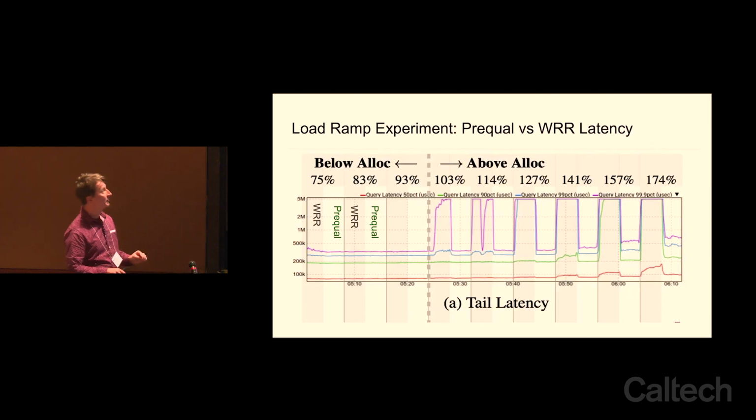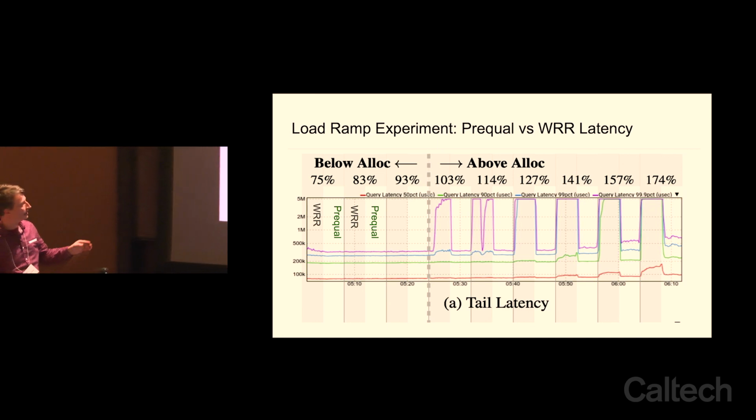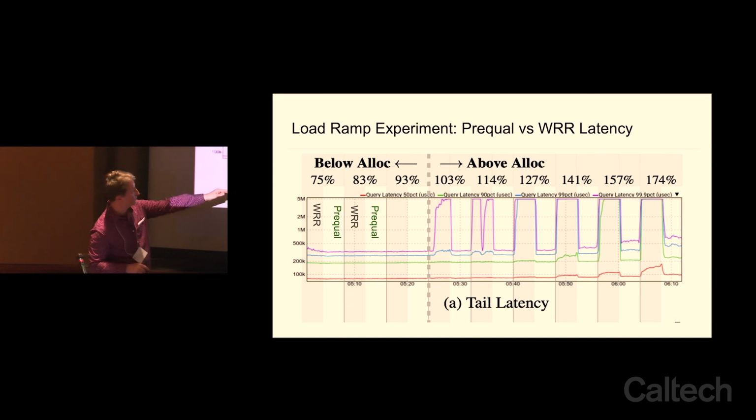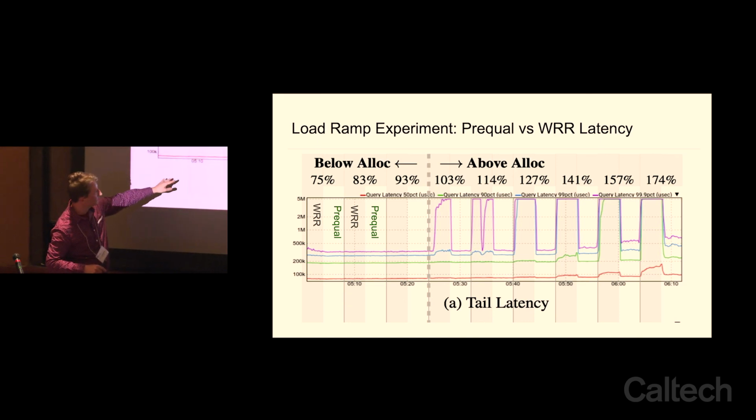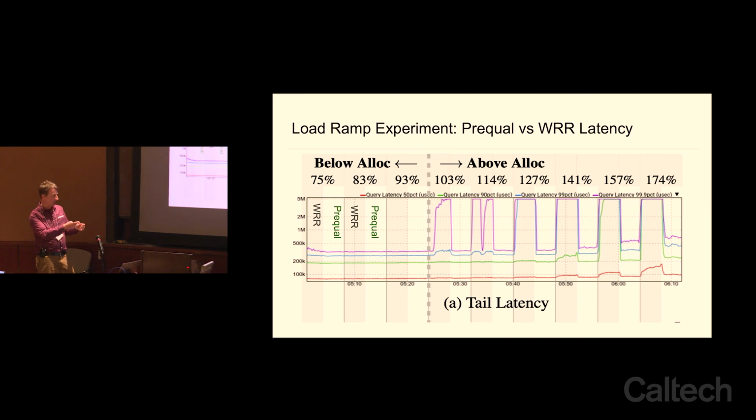This experiment basically increases the load. Our server job has a certain allocation of CPU, and over the course of the experiment, we increase the load from 75% of the allocation up to equal to the allocation and even exceeding it. You can see that weighted round robin is here in the gray area, and we do an A/B experiment as we increase the load. At some point, weighted round robin basically falls over and the latencies blow up, whereas the prequel algorithm is pretty robust even if we exceed the allocation, because it's able to reposition the load from the tightly loaded machines to the ones that have spare capacity beyond your allocation.